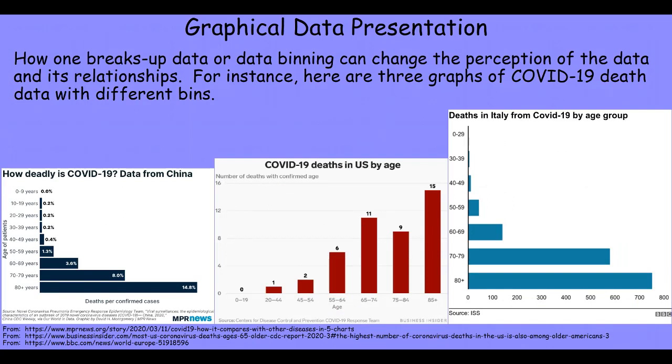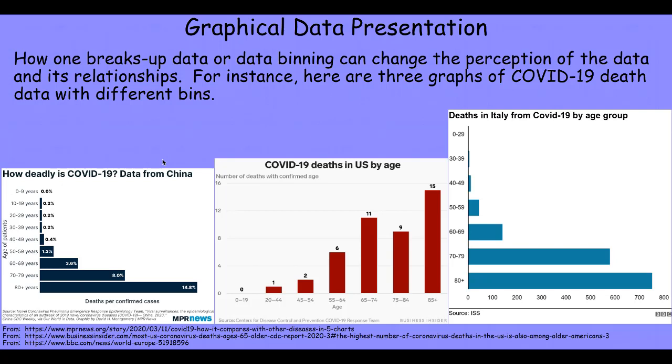Here's another example of how when one breaks up the data, when one bins the data, you can change the perception of the data and its relationships. So here are 3 graphs of COVID-19 death data, different news outlets with different bins. Here we've got NPR News.